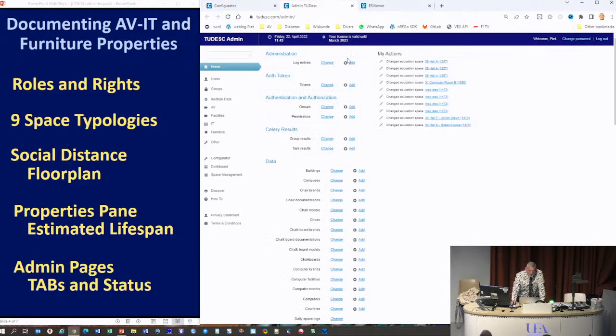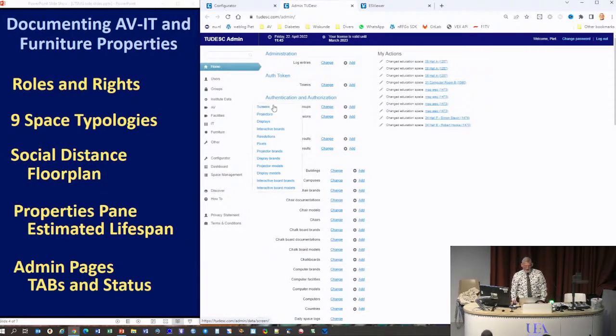First I want to show you, and I must warn you, I'm logged in as a super user at the moment, but I wanted to show you that we have several roles here on the left side: AV, facilities, IT and furniture, and you see what functionalities they have when they log in with their role.